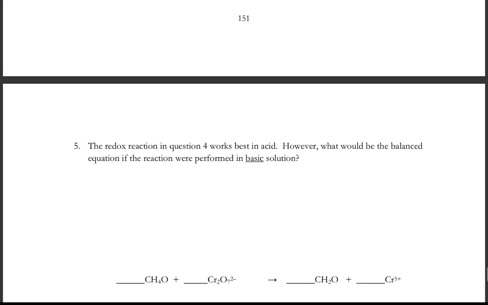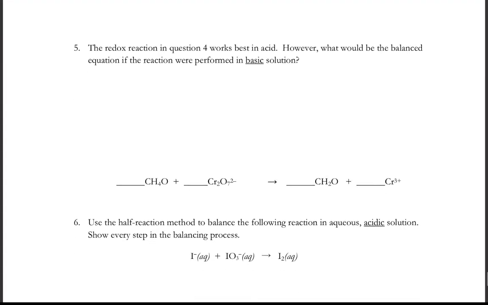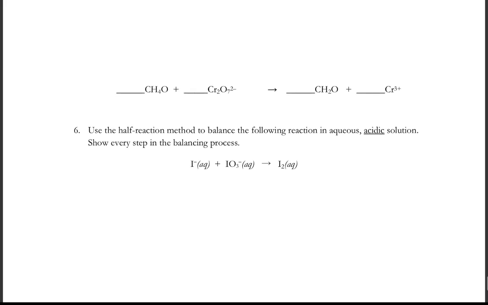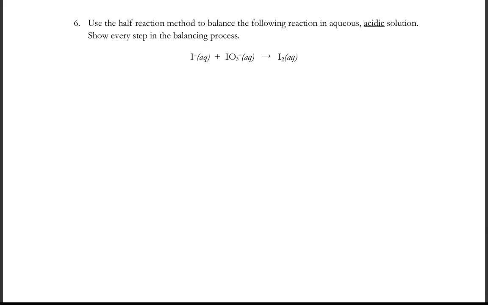Okay, so that reaction was done in acid. This next problem is to have you go through step 8. We did not do that. You can skip this, and doing it in basic solution. And problem number 6 is having you do another balancing of a redox reaction. That's this one here, I minus plus IO3 minus forming I2.